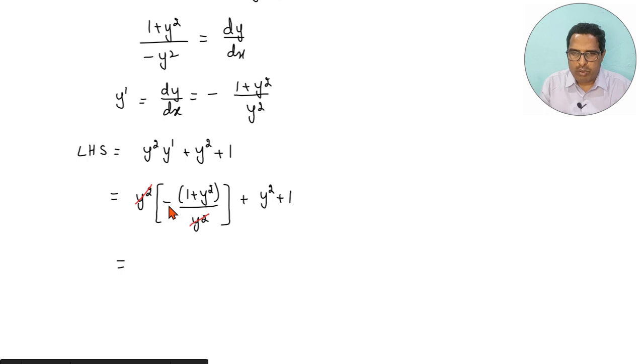Now you can just multiply this minus inside, minus of 1. This is minus of plus will become minus y square. And these two terms, plus y square and plus 1, will remain as it is. We see that minus y square and plus y square will get cancelled. Minus 1 and plus 1 cancels out.